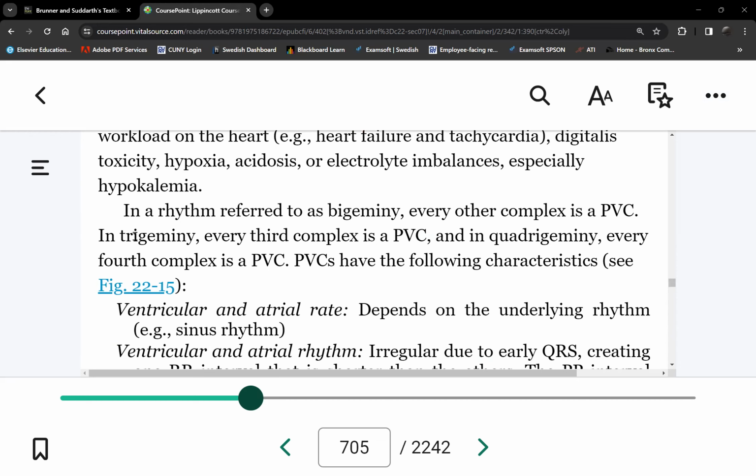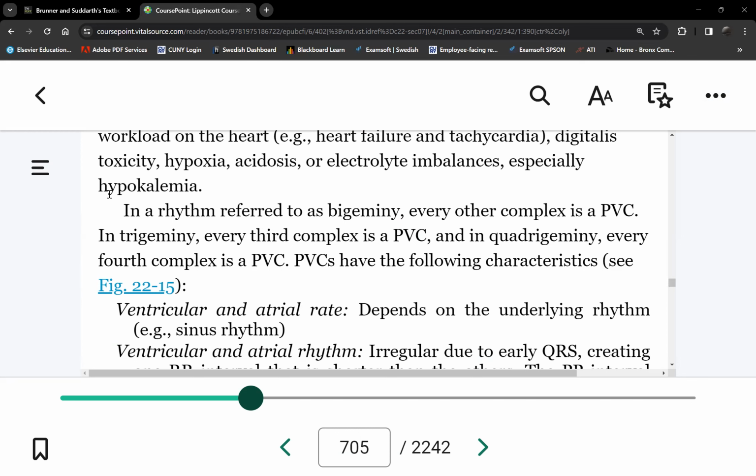Now, however, PVCs can also occur in succession, meaning how many PVCs do you get when they appear? If there are two in a row, we call it a couplet, a couple. If there are three in a row, we call it a triplet. What if we see four in a row? Quadruplet. What if we see five in a row? In that case, it's either quintuplet or we start actually calling them VTAC, ventricular tachycardia. Okay, we'll get to ventricular tachycardia next.